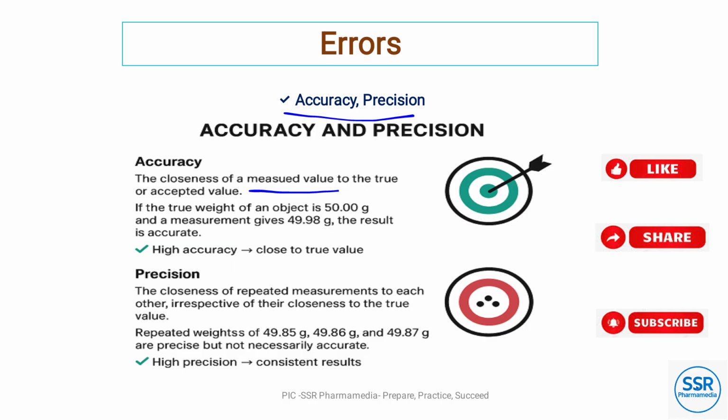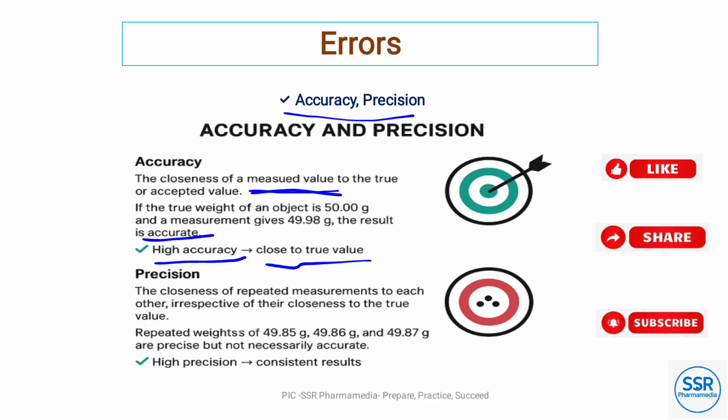If the true weight of an object is 50 gram and the measured value is 49.98 gram, the result is accurate. High accuracy means close to the true value. So accuracy is the closeness of the measured value, only the closeness of the measured value.